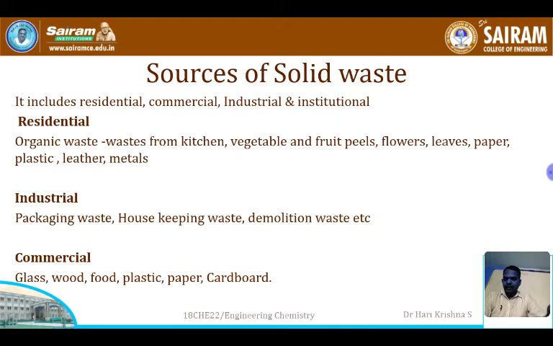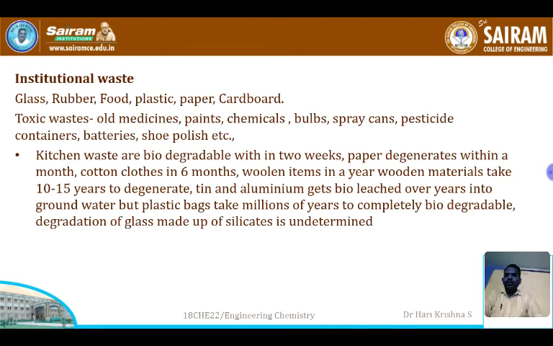Next, commercial waste. Commercial waste includes glass, wood, food, plastic, and also paper, cardboard. All this comes under commercial waste. Next, institutional waste. Glass, rubber, food waste, plastic waste, paper, cardboard are termed as institutional waste. Other than these four, we have toxic waste: old medicine, paint, chemicals, bulbs, CFL bulbs we have discussed, spray cans, pesticide containers, batteries, shoe polish. All these things are toxic waste.